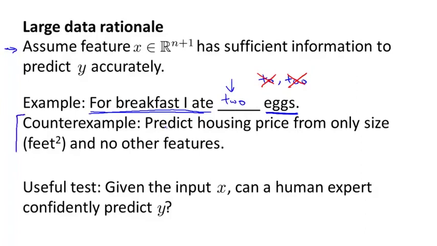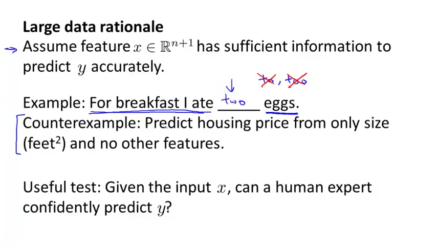For a counterexample, consider the problem of predicting the price of a house from only the size of the house and no other features. If I tell you that a house is 500 square feet, but I don't give you any other features, I don't tell you if the house is in an expensive part of the city, or the number of rooms in the house, or how nicely furnished the house is, or whether the house is new or old. If I don't tell you anything other than that this is a 500 square foot house, well, there are so many other factors that will affect the price of a house other than just its size, that if all you know is the size, it's actually very difficult to predict the price accurately.